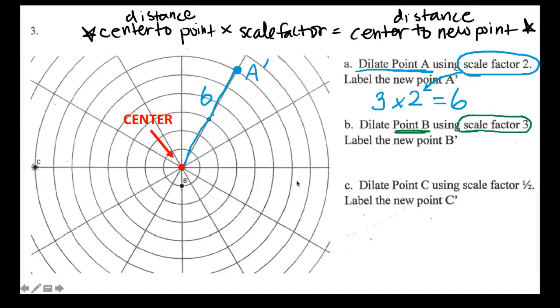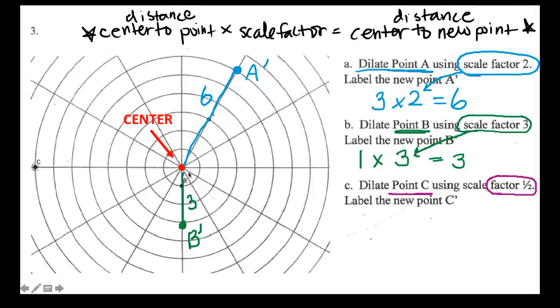Point B. We have a scale factor of 3. So the first thing I'm going to do is measure the distance from the center to B. That's 1. I'm going to multiply by the scale factor. That equals 3. 3 is the distance from the center to my new point. Remember, we have old distance times the scale factor gives us our new distance. So the new B, B prime, is 3 away from the center.